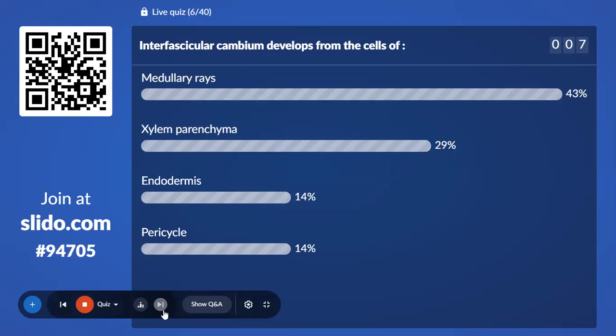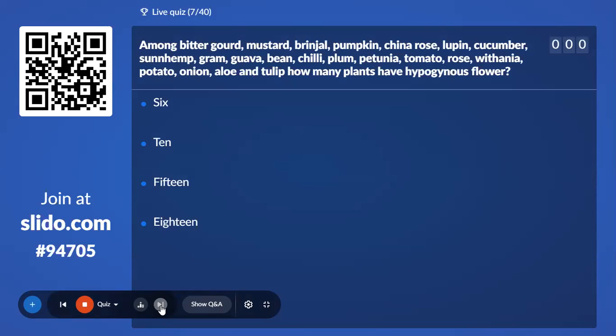43% with the medullary rays, and the correct answer for the question is medullary rays. Intervesicular cambium develops from the cells of medullary rays. 7th question on the screen. Very important, 100% sure shot question for your exam.